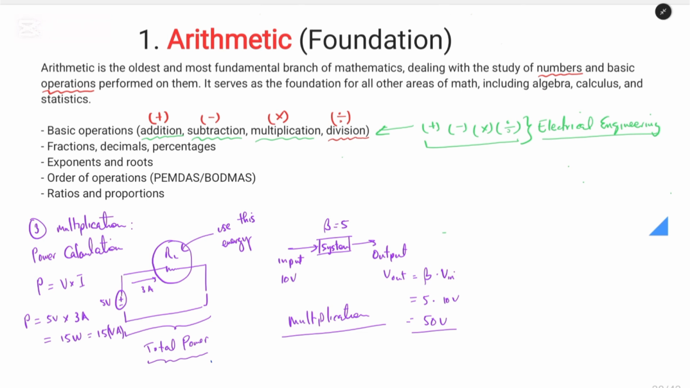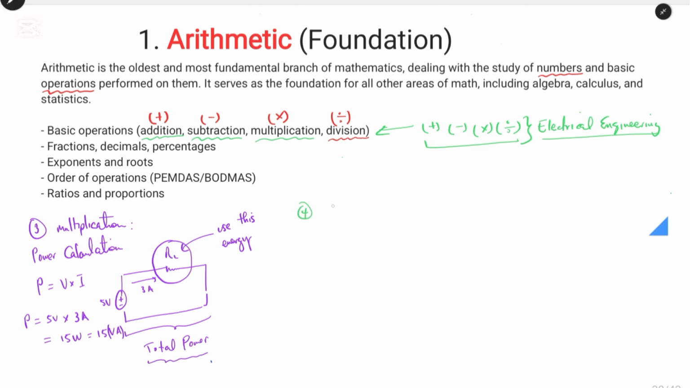So these are some of the applications that show you that it is important for you to learn mathematics, because mathematics is going to represent the entire system. Finally, we will look at division and why division is important in electrical engineering. We want to achieve stability in a system. We have the output and input to a system.